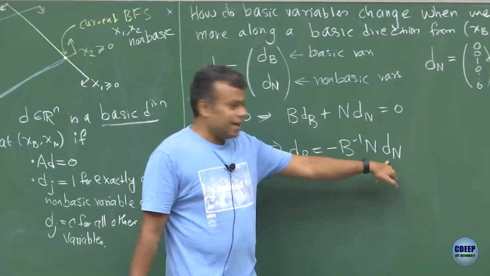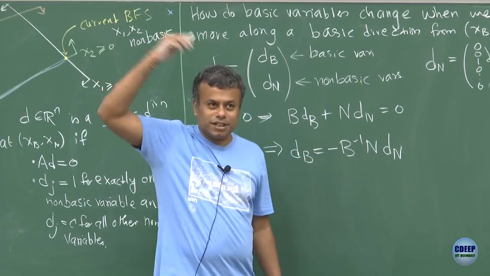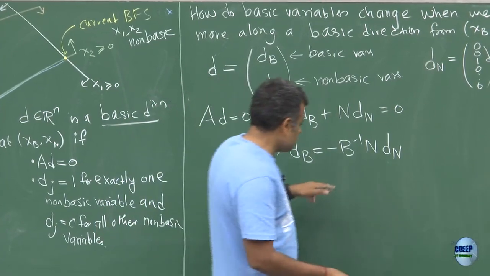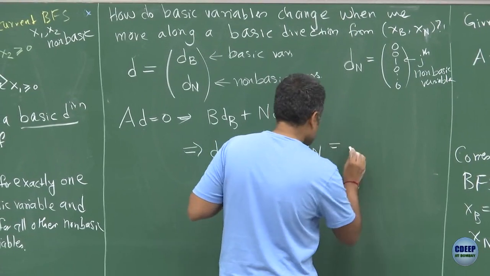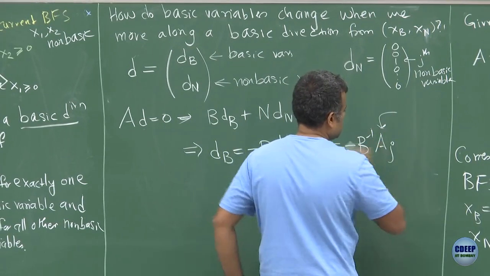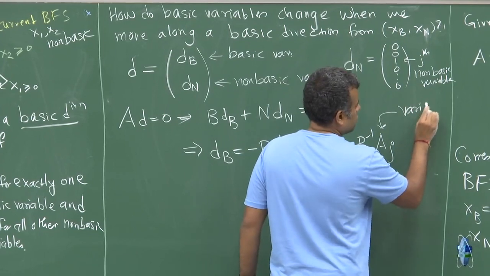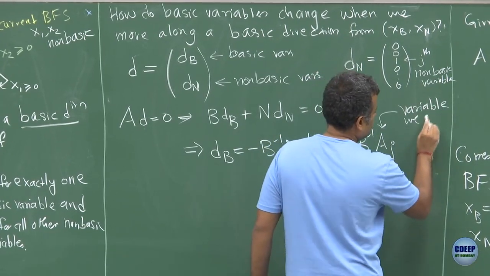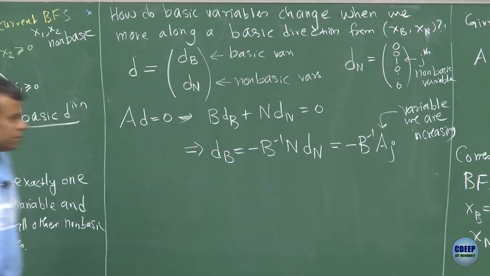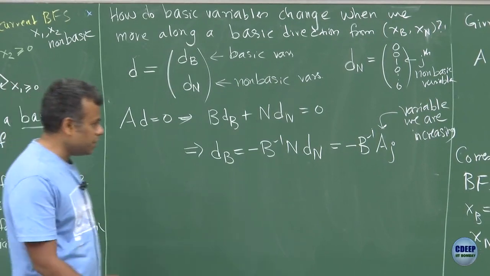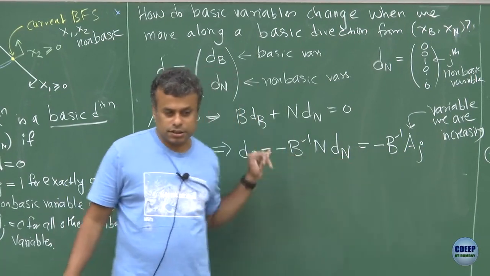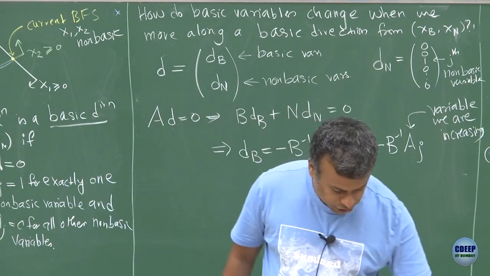And now what is this dN? dN has one component equal to 1, others are 0, right? And now what is this going to be? If I substitute that, this is going to be nothing but minus B inverse A_j, where the variable we are increasing is the jth variable. So if we decide to increase the jth variable, then the basic variables are changing like this, right? This is the only way the basic variables can change.